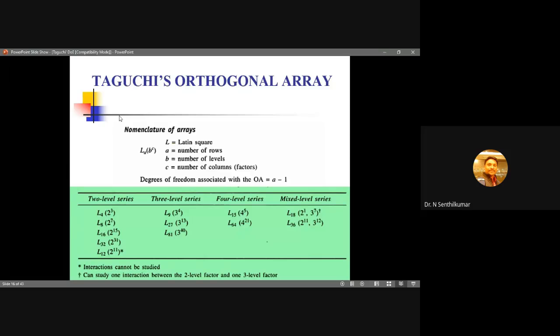In most of the unmodified engines we cannot use it, so we have to go with the modified engines. But in the other cases, the injection pressure can be varied. The percentage of additives can be varied. Right? So there are many other parameters which can also be varied, those are the easy to change factors. Like this, we can go with the mixed level series also.